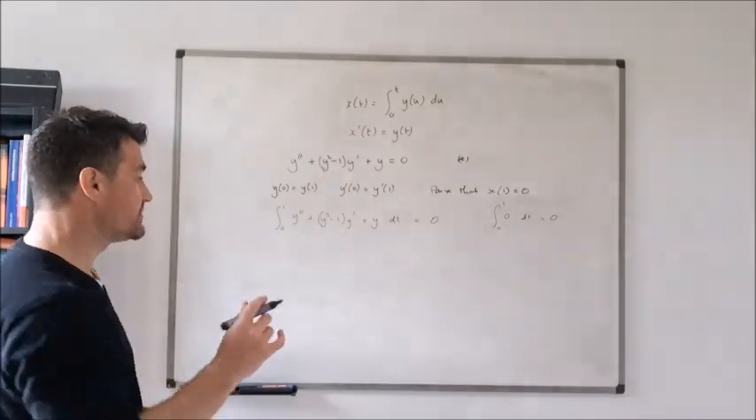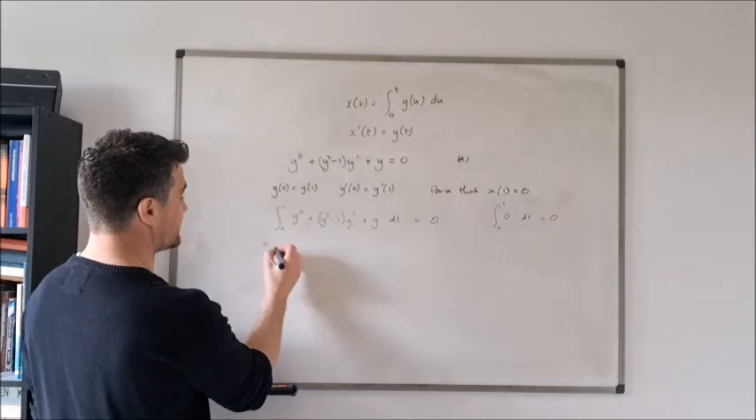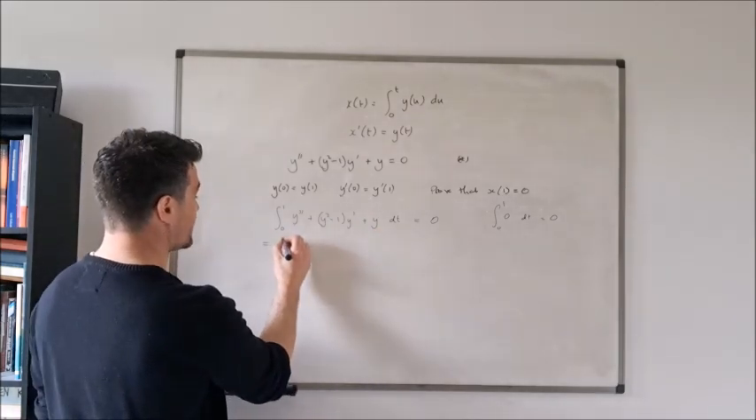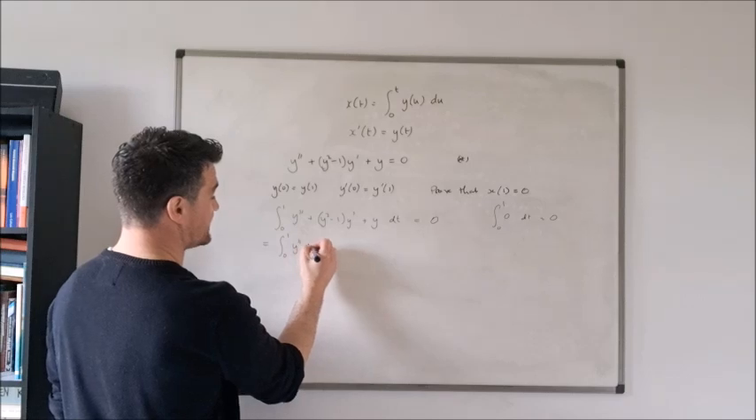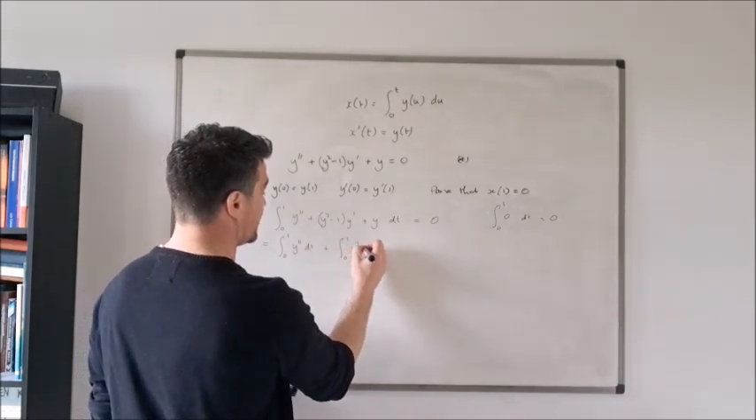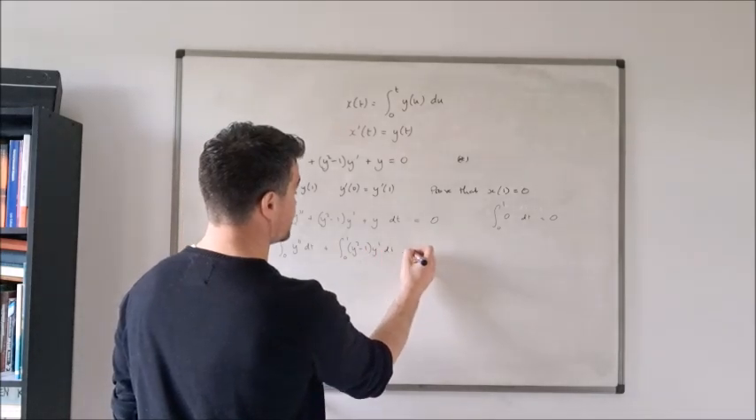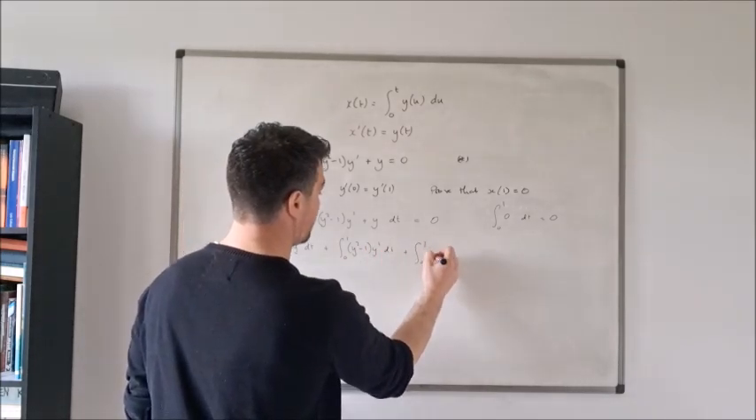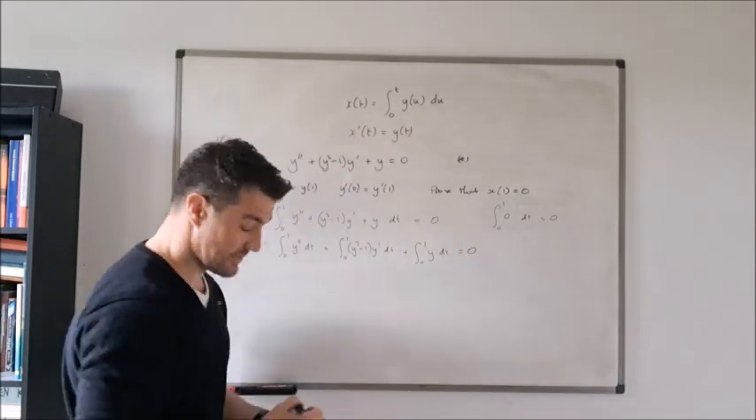So I haven't just integrated one side with respect to t, I have integrated both sides with respect to t. And now we can use one of the linearity properties that I was talking about, okay? So we can split this down, and we can write it as the integral from 0 to 1 of y primed dt plus the integral from 0 to 1 of (y squared minus 1) y primed dt plus the integral from 0 to 1 of y dt is equal to 0.